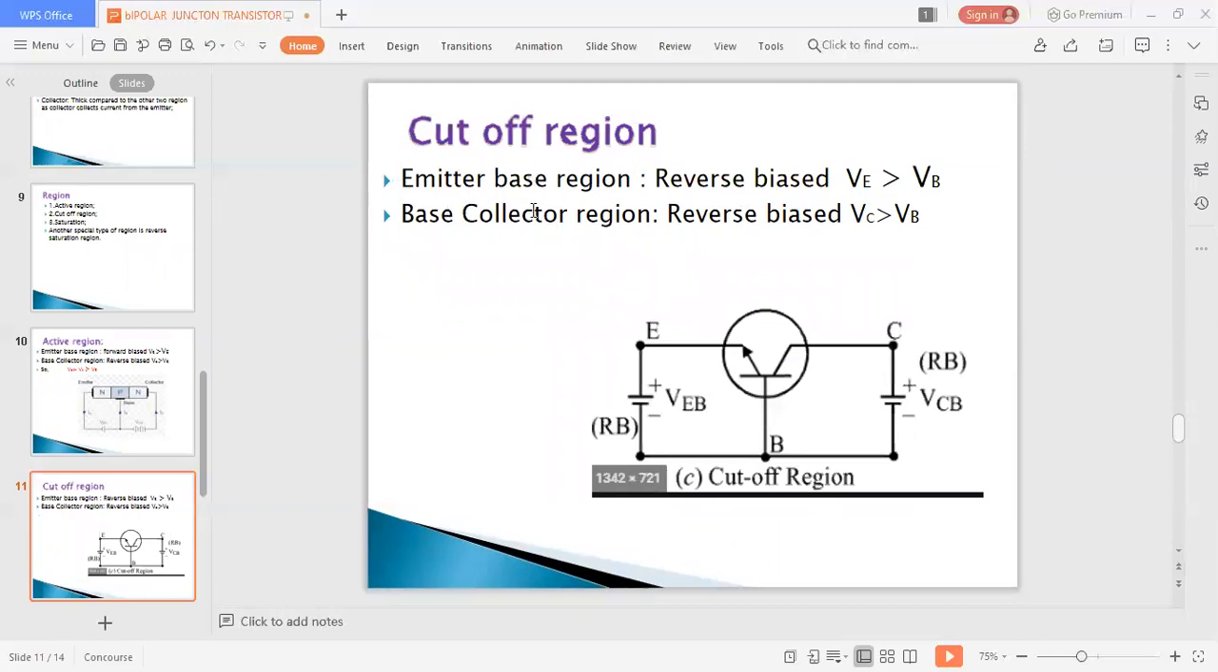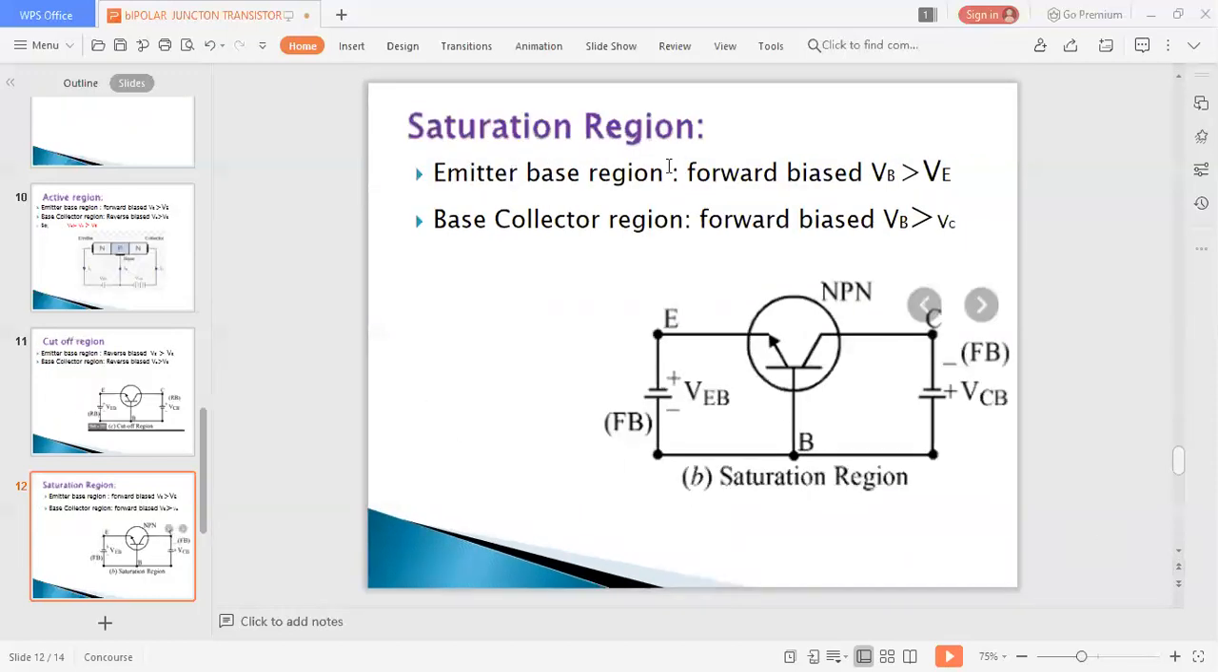In cutoff region, the emitter base region is reverse biased. The emitter voltage is greater than the base voltage, but the base collector region is reverse biased and the collector voltage is greater than the base voltage. Next, in the saturation region, the emitter base region is forward biased and the base voltage is greater than the emitter voltage. But the base collector region is also forward biased and the base voltage is greater than the collector voltage.